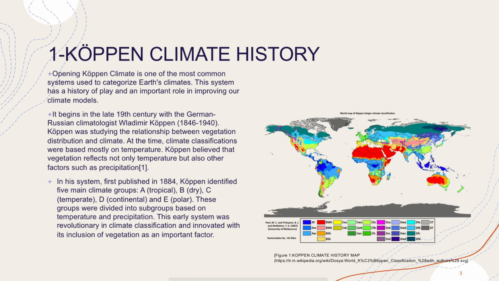In this system, first published in 1884, Köppen identified 5 main climate groups: A, B, C, D, and E. These groups were divided into subgroups based on temperature and precipitation. This early system was revolutionary in climate classification and innovated with its inclusion of vegetation as an important factor.